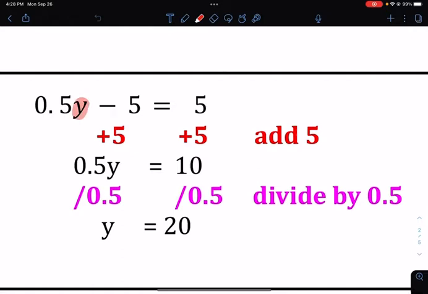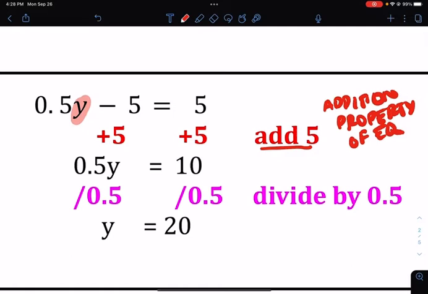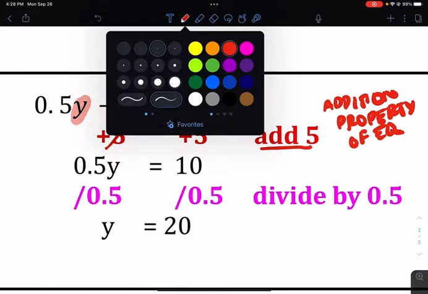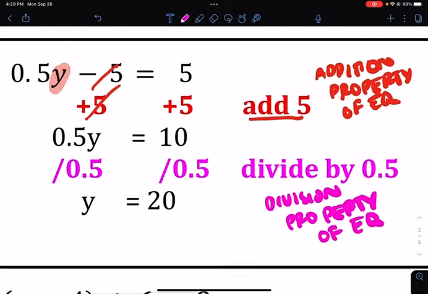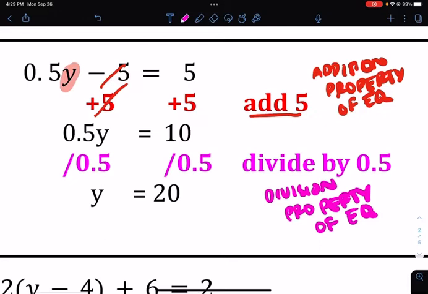Guys, let's say you want to solve for y, right? So as you can see here, what I did is I'm going to add 5 because of the addition property of equality, right? And the reason why I want to add 5 is because 5 and 5 will sum to 0, or cancel out. So 5 plus 5 on the right side is 10, and then what I do is I divide both by 0.5 because of the division property of equality. And if I put this in a calculator, 10 divided by 0.5 is 20, right?